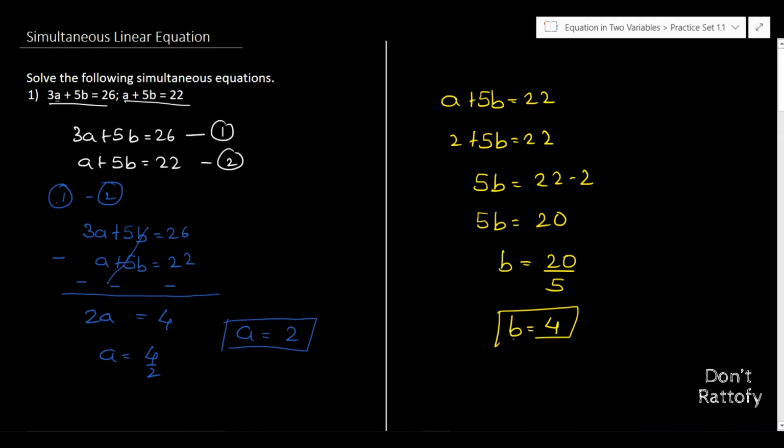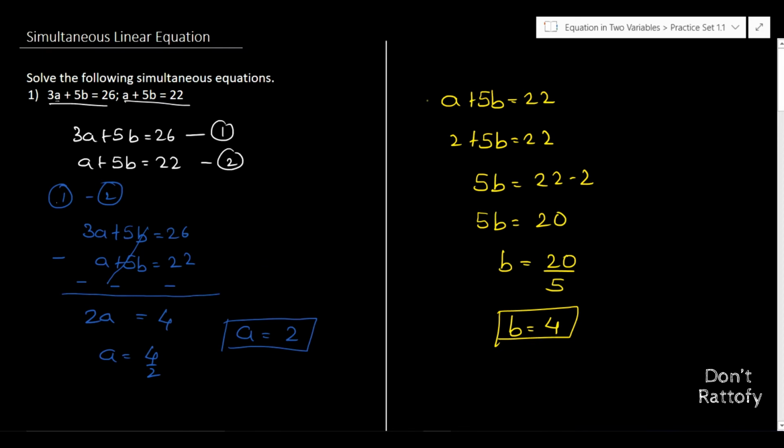Okay, so I have the value of a is equal to 2 and the value of b is equal to 4. Okay, it is a very simple type. What we are going to do is eliminate one of the variables and solve to find the value of one variable. Then we are going to substitute the value of that variable in the equation to find the value of the second variable. See, here in this video what I did was I found the value of a by eliminating b, and then I substituted the value of a in my second equation and I got the value of b.